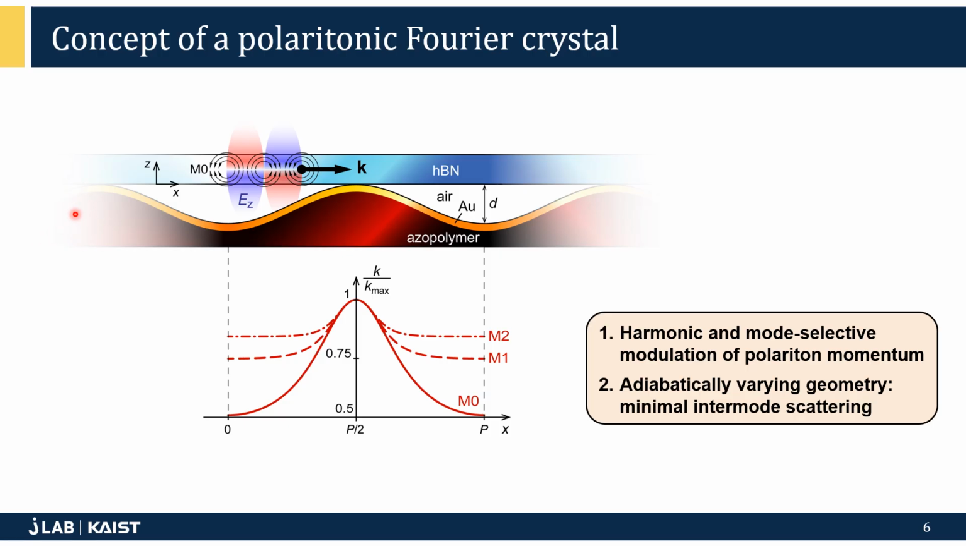Such a corrugated gold mirror serves as a substrate for pristine polaritonic waveguide, in this case hBN crystal. As phonon polaritons propagate along the waveguide, their momentum experiences harmonic modulation due to varying distance between the hBN and the gold mirror. Most importantly, the high-order polaritonic modes M1 and M2 experience weaker modulation compared to the first-order mode M0. This is because their fields are more confined within the hBN and thus less affected by gold screening.